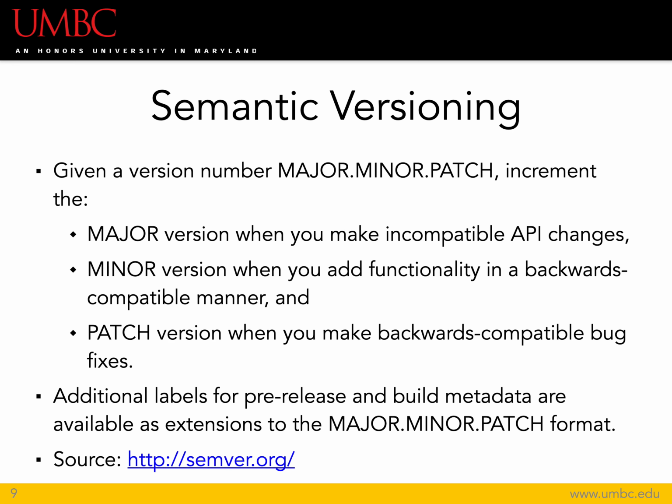There are, of course, many other labels for pre-release builds, alpha builds, metadata that you can add to the major minor patch format. You can find more information about those on semver.org. A lot of projects don't use this kind of system for versioning. I think it's a pretty reasonable way to do things, but it is not the only reasonable way to do things. There are plenty of other approaches that you might take.